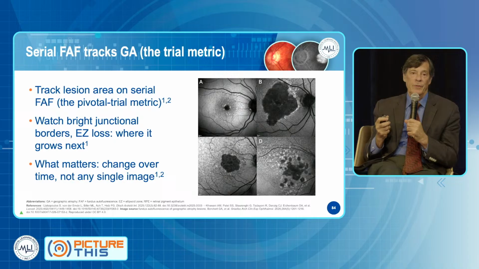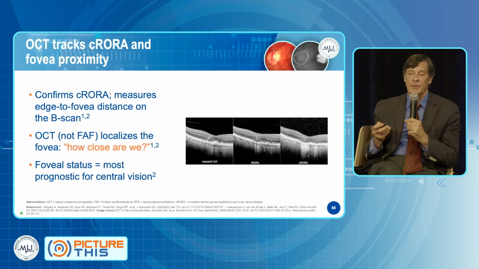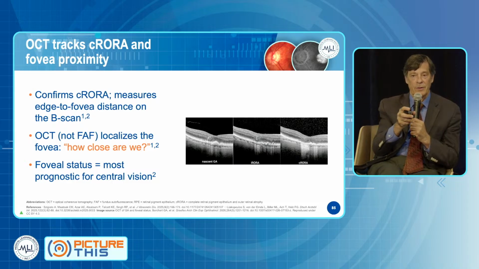But as I mentioned, one of the things I really like to do is look at the OCT in cross-section and look at that area where the ellipsoid zone adjacent to the atrophy is expanding, and that's another helpful clue. And it's really the change over time. It's not just one single time point. So with OCT, you can track the CRORA, that's the OCT correlate of geographic atrophy. You can measure the distance to the center. So if it looks like the lesion is progressing towards the foveal center, I showed you how to identify the center point. And OCT is the way you do that, not with autofluorescence.